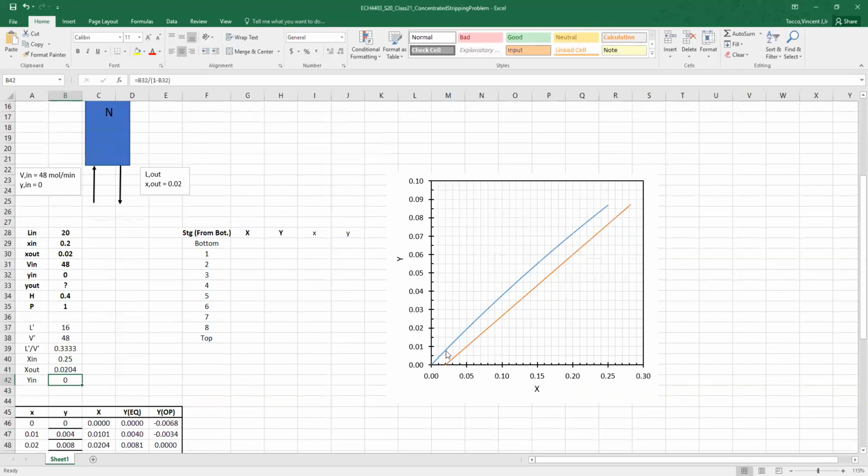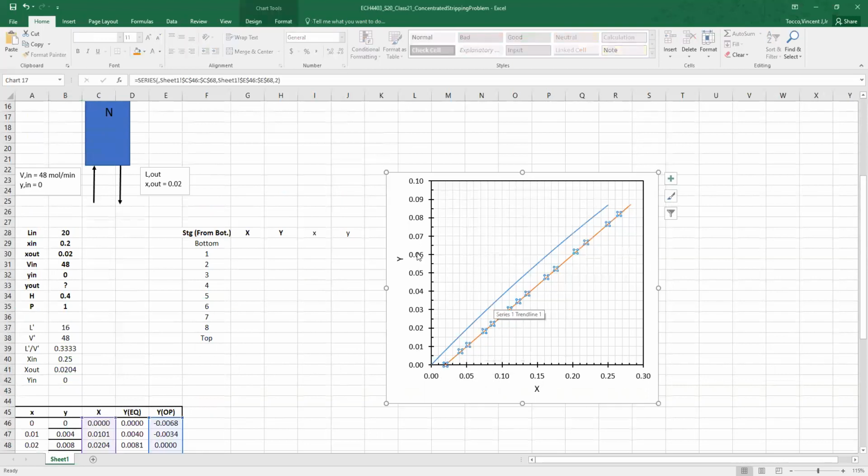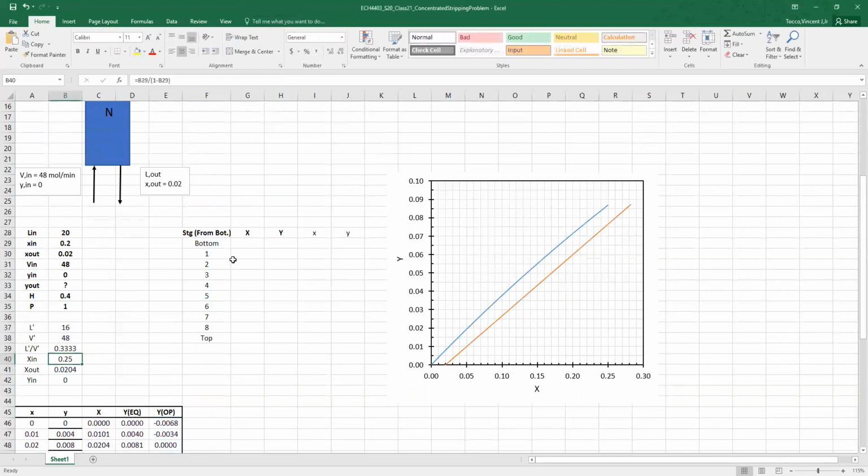In other words, this step would be stage 1, this step would be stage 2, stage 3, stage 4, and so on. And I have to figure out, where do I stop? So remember, I'm going to stop when I am on my operating line and my x coordinate has exceeded 0.25, which is big X in.